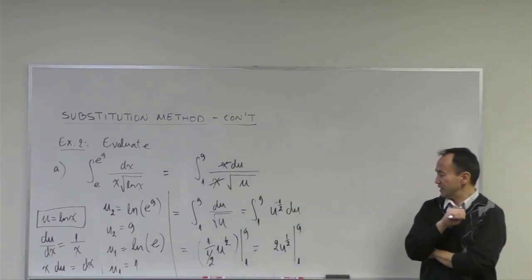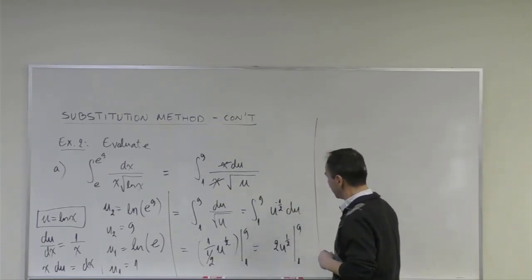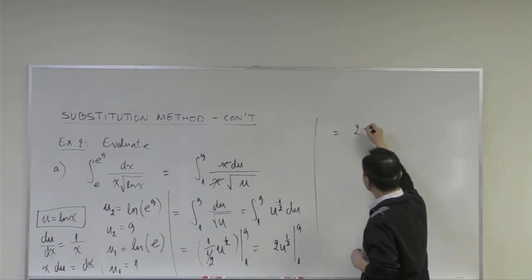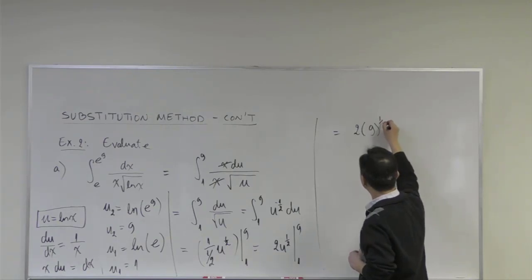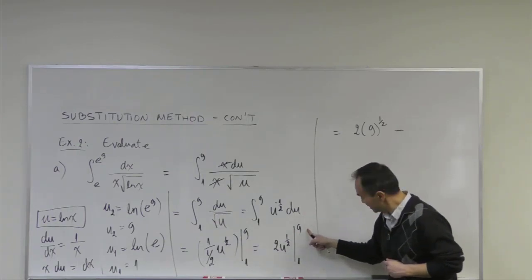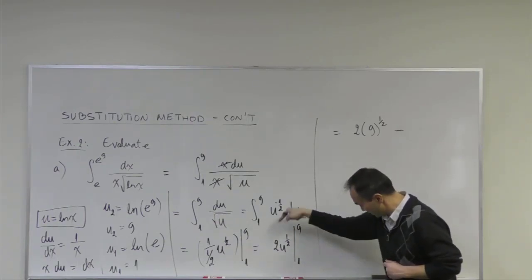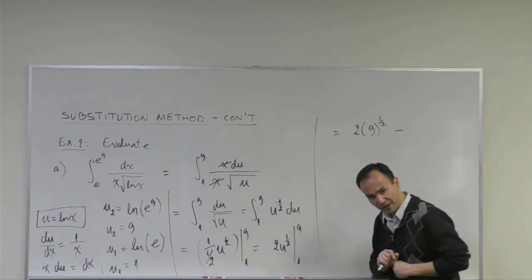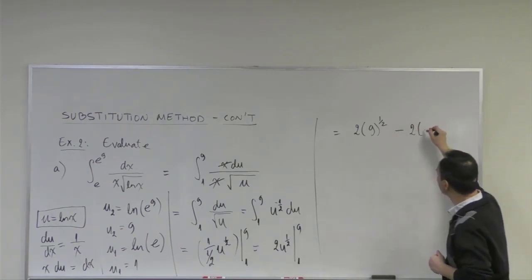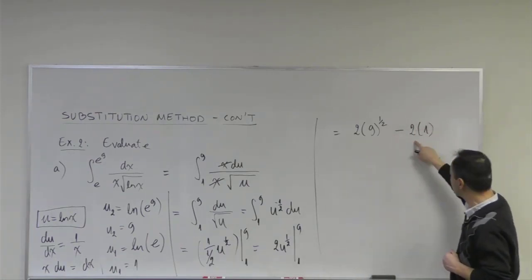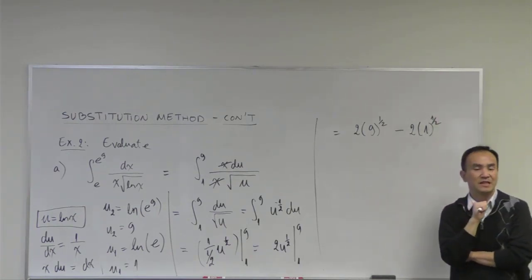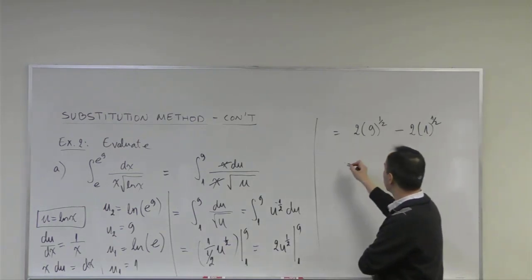Okay? And so now, the next step is simply going to be 2 times 9 to the 1/2 power, because I substituted the upper limit 9 for u into the antiderivative that we have already found right here. And then again, in the antiderivative, I'm going to substitute in the lower limit for u. So u equals 1, substitute into the antiderivative, to the 1/2 power. Okay? And so now at this point, the answer will come out.